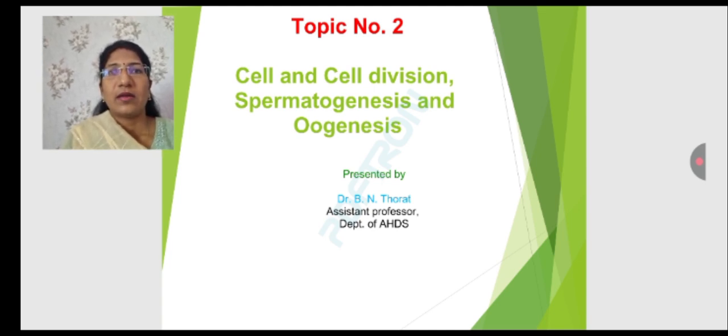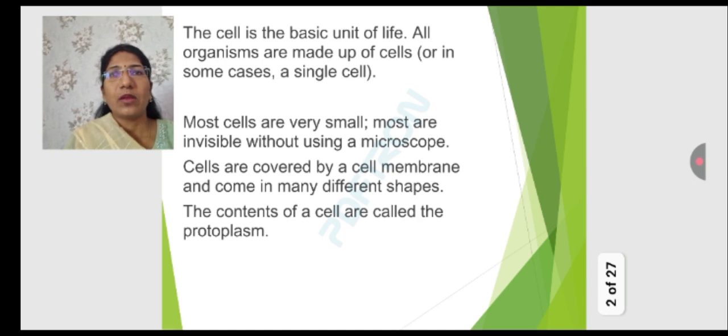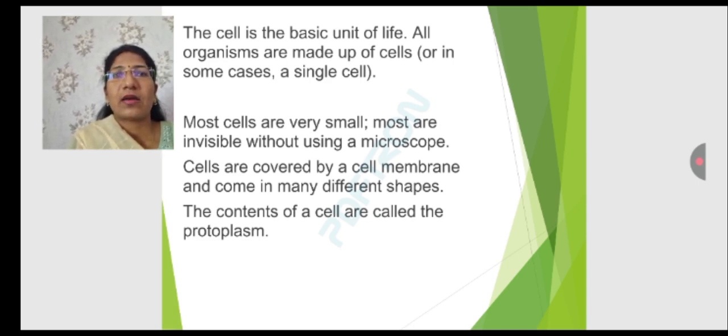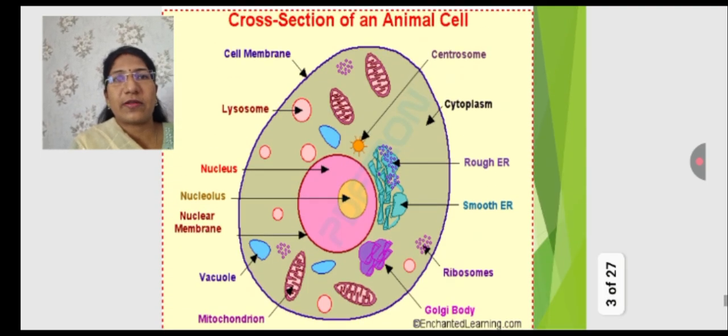So let's start. What is meant by cell? All of you know that the cell is the basic unit of life. All organisms are made up of cells, or in some cases a single cell. Most of the cells are very small, most are invisible without using a microscope. Cells are covered by a cell membrane and come in many different shapes. The content of the cell is called protoplasm.